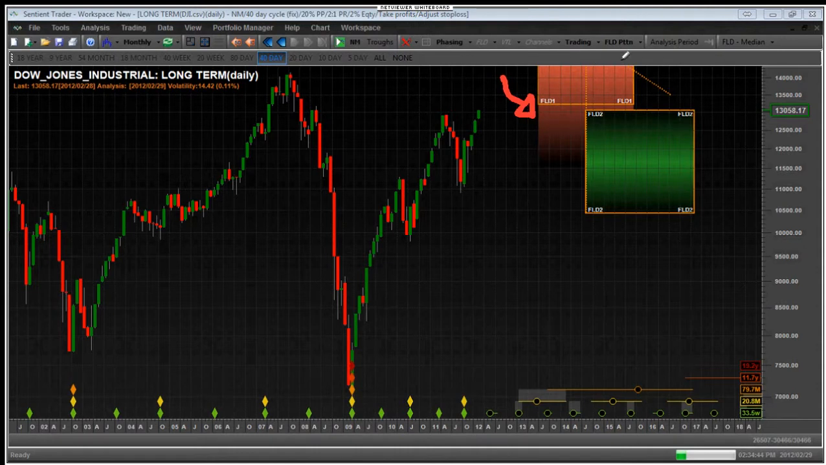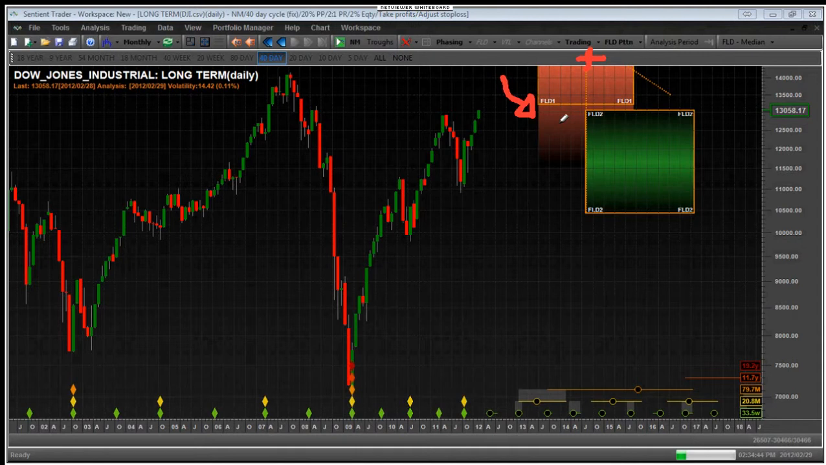Okay, that's not a fault in the software. I've had emails suggesting that something's gone wrong because the colors don't stay in the boxes. That's not a fault in the software. That is a way of indicating visually that this upwards projection is expected to be undershot or underachieved.